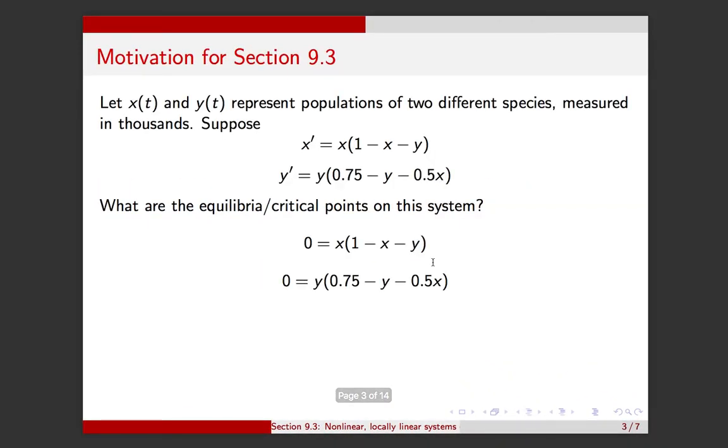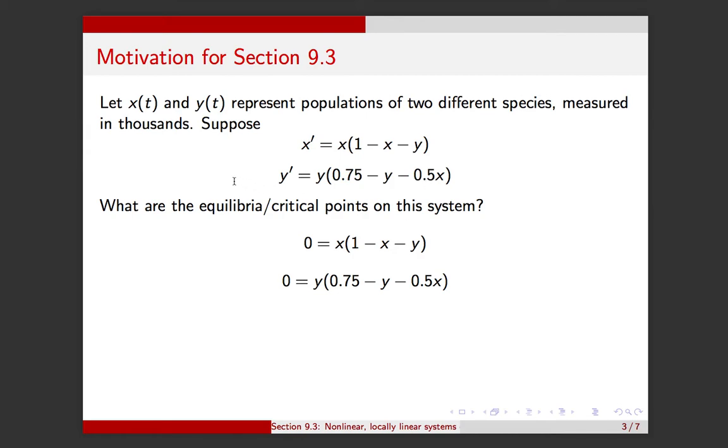Okay, so here's some motivation. So let's let x of t and y of t represent populations of two different species. We'll measure them in thousands so we can keep the numbers nice. Suppose that these two differential equations model the growth of those two species over time. Notice these systems are not linear. Why is that? Because you have an x squared term up here, an xy term, a y squared term, an xy term. All those terms mean the system is not linear. You cannot model this system with a matrix like we did back in chapter 7.